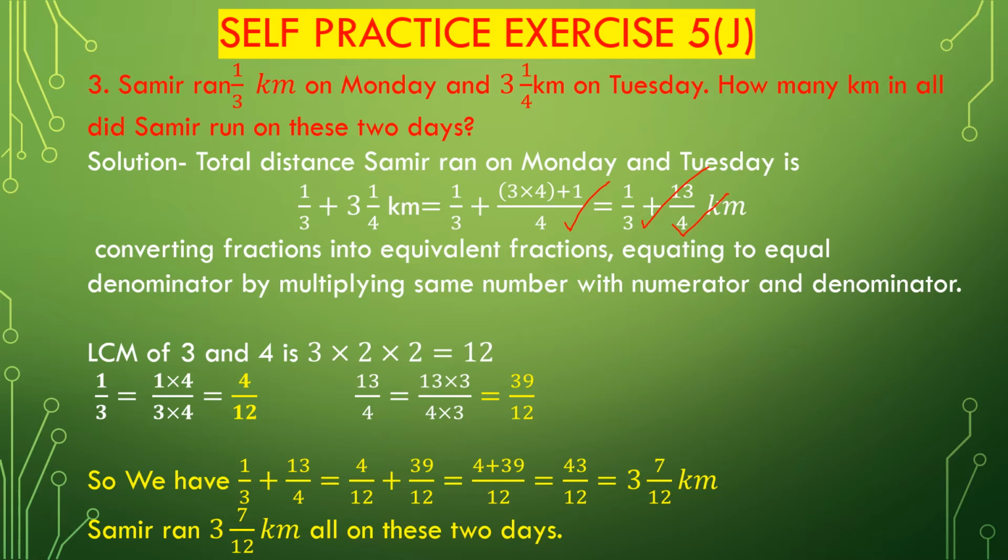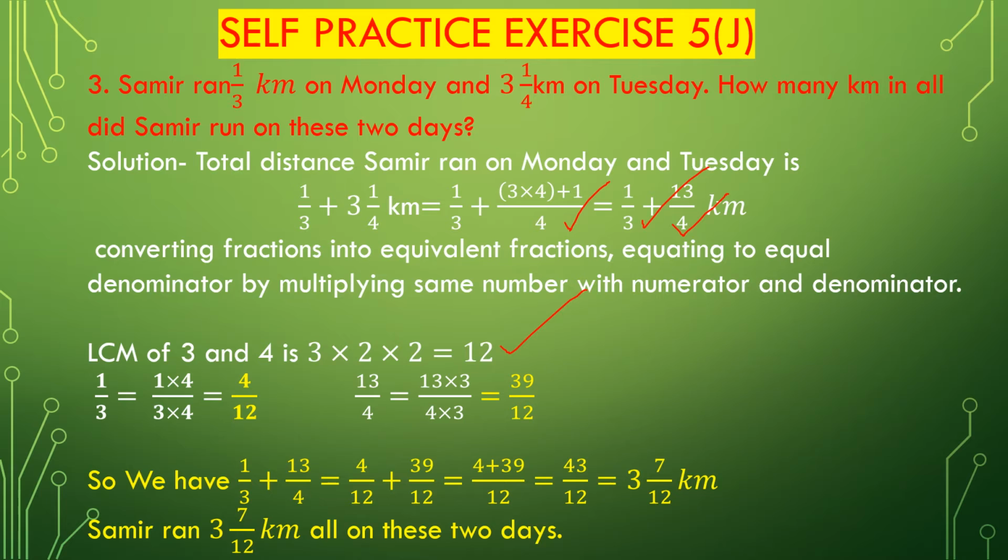Now we have to convert these fractions into equivalent fractions with equal denominators, equal to the LCM, by multiplying the same number with the numerator and denominator. First we find the LCM of the denominators 3 and 4. LCM of 3 and 4 is 3 multiplied with 2 multiplied with 2, since the prime factorization of 4 is 2 multiplied with 2. So the LCM of 3 and 4 is 12.